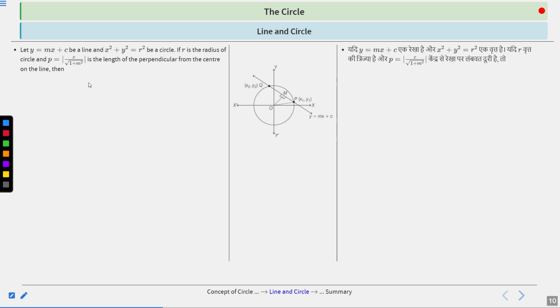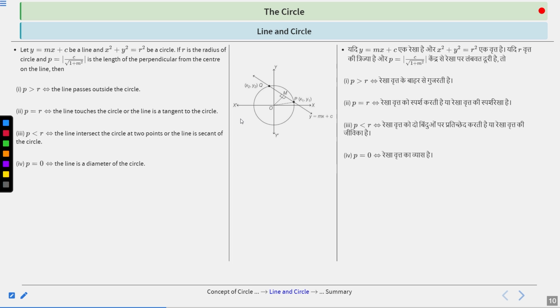See, we are given a line, and from the origin we can easily find the length of the perpendicular to the line from O, clear, and the length of the perpendicular will be mod of c upon root over 1 plus m square, right? Now, if p is greater than r, the line passes outside the circle. If p is equal to r, the line touches the circle, or the line is a tangent to the circle, right? If p is less than r, the line intersects the circle at 2 points, or the line is a secant to the circle. If p is equal to 0, the line is the diameter of the circle, right?